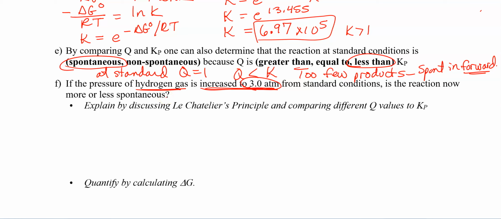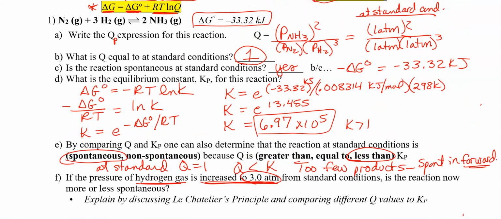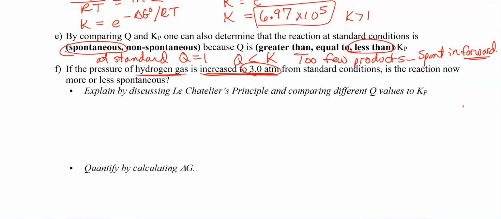So what you want to think about is, okay, when you were at standard conditions, your hydrogen was 1 atmosphere. So let's think about our reaction using Le Chatelier. At standard, you had 1 atmosphere, 1 atmosphere, and 1 atmosphere. Now we're increasing the amount of hydrogen to 3 atmospheres. So we have more reactants than we did at standard. You've got too many reactants. What is it going to do? It's going to proceed to the right to get to equilibrium. You've got too many reactants, too few products, right? So that's what we can explain.